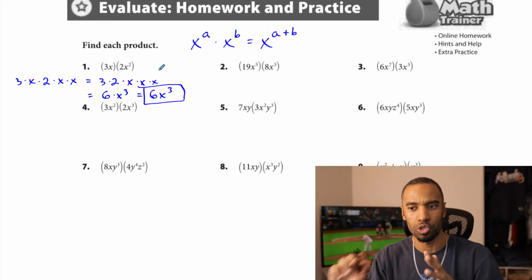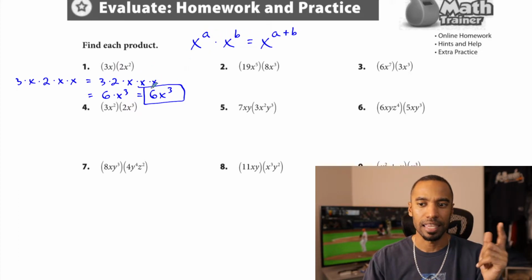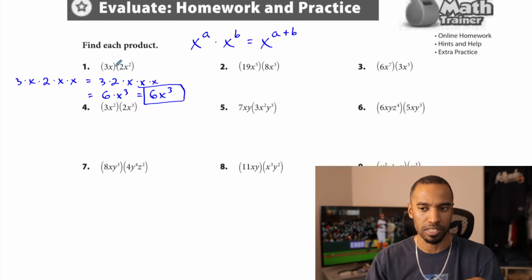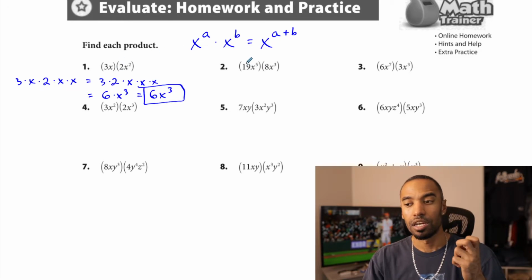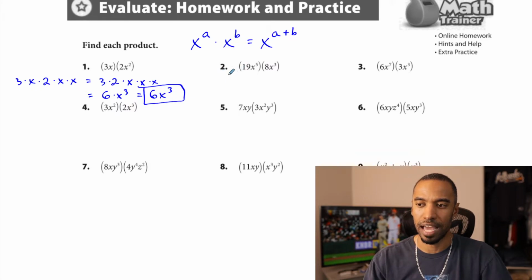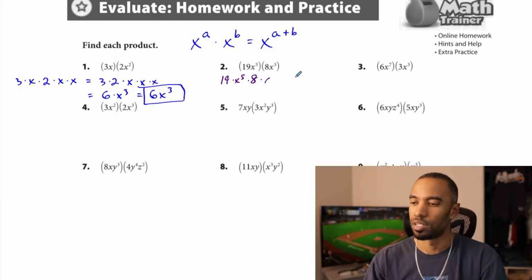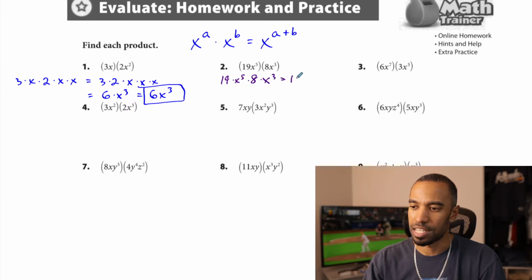I'll do it again on number 2, but I won't expand my x's this time. This time I want to use this property, and then we'll go back and make sure that this property made sense. Okay, number 2. 19x to the 5th times 8x cubed. That is 19 times x to the 5th times 8 times x cubed. If I wanted to rewrite that, I could write it as 19 times 8 times x to the 5th times x cubed.